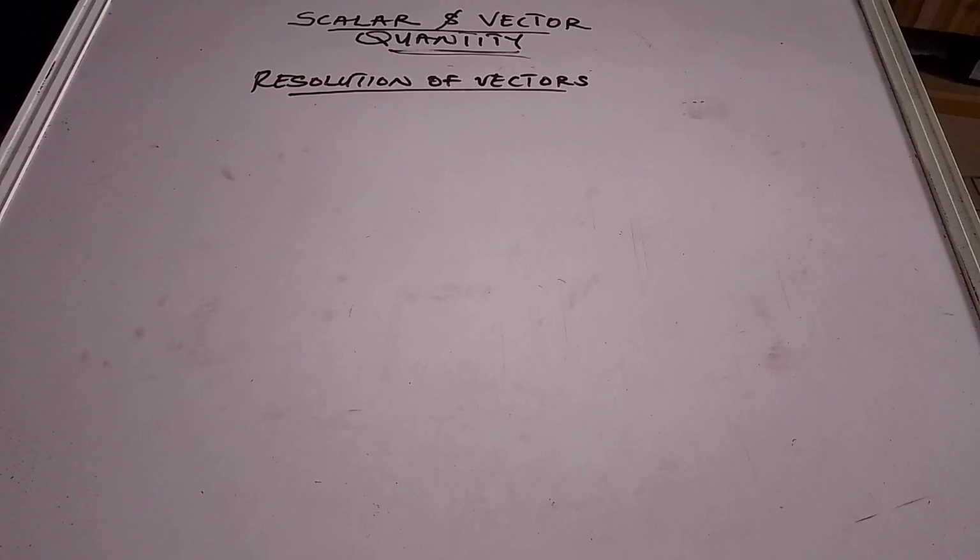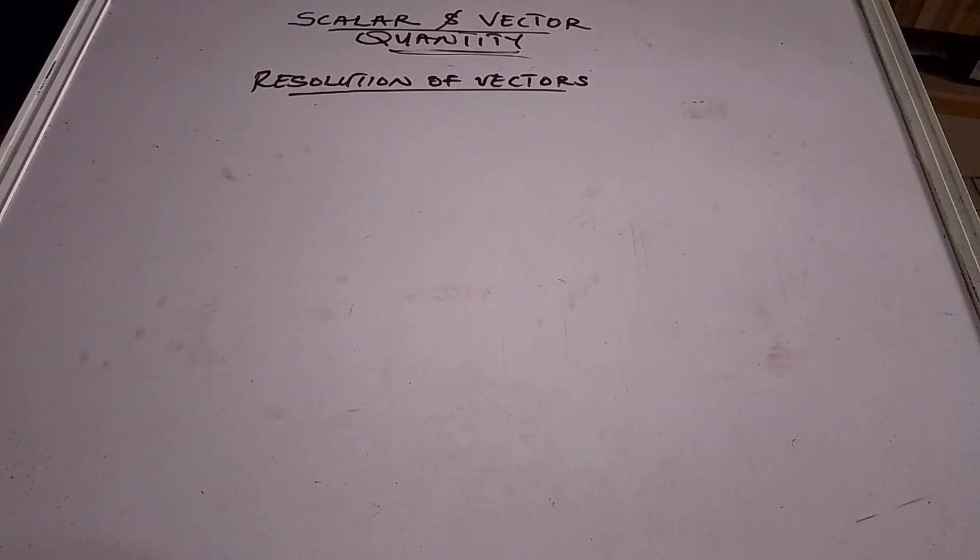Now, we want to look at resolution of vectors. But one thing I want you to understand is that any vector quantity has 2 components. That is, we can resolve every vector quantity into 2 components. There is always a vertical component of the force, and there is always a horizontal component of the force. Now, what is the vertical component? The vertical component of the force is the effective value of that vector in the vertical direction, while the horizontal component is the effective value of that force in the horizontal direction.